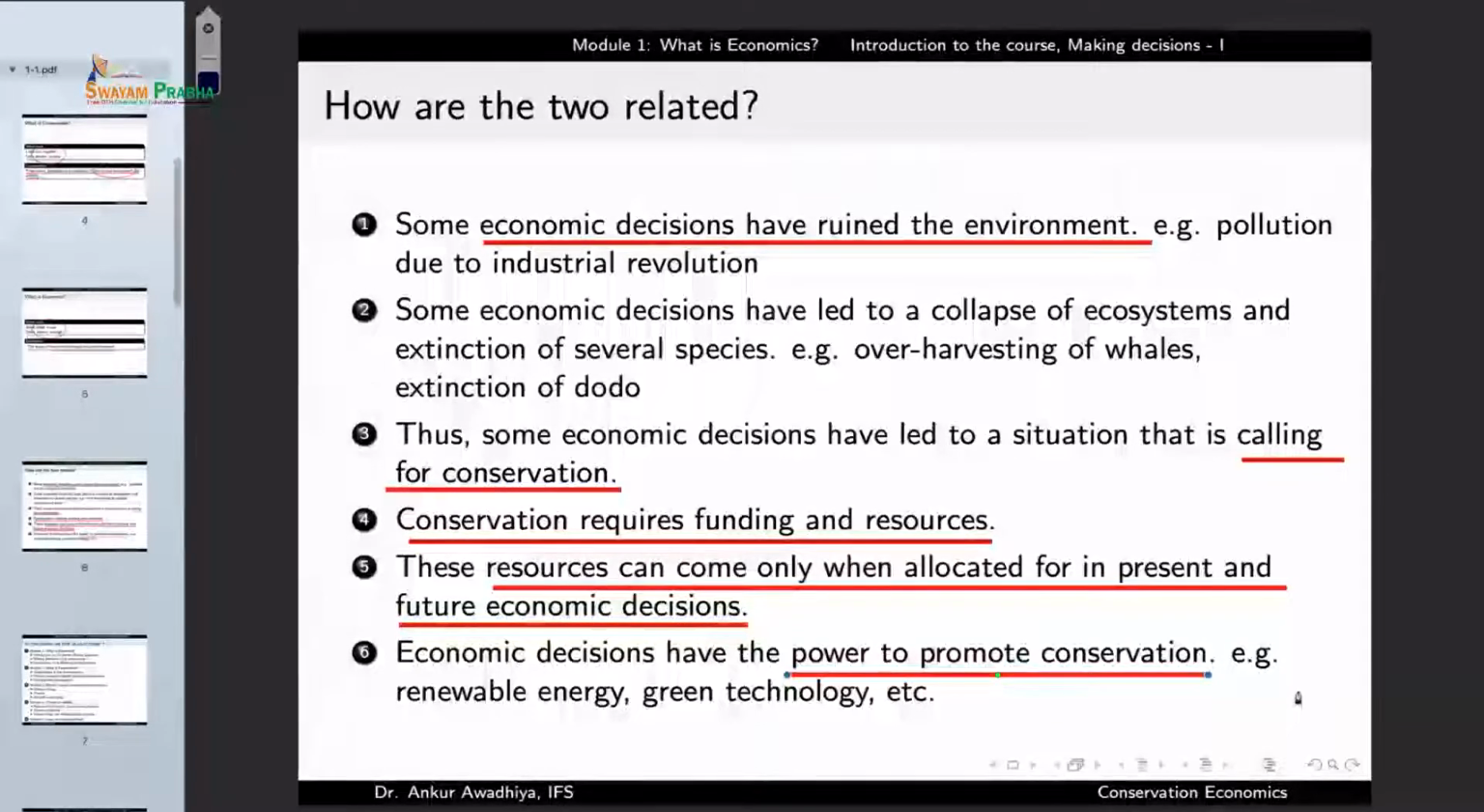Economic decisions have the power to promote conservation. So when we talk about renewable energy, when we talk about green technology, why are we shifting towards renewable energy? Well, we are shifting towards renewable energy because there is a shortage of petroleum. The price of petroleum increases, and when that happens, the cost of energy also increases. At the same time, whenever we are talking about the use of petroleum or coal to generate electricity, it generates huge amounts of pollution. Now, when we talk about renewable energy, we can have the same energy.